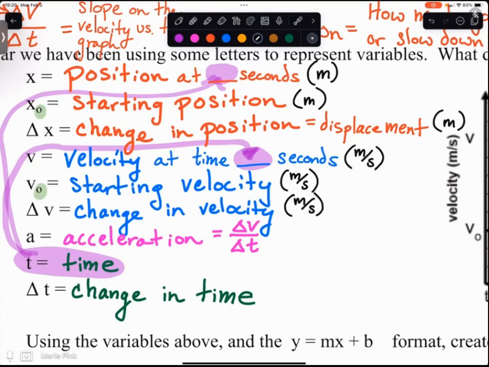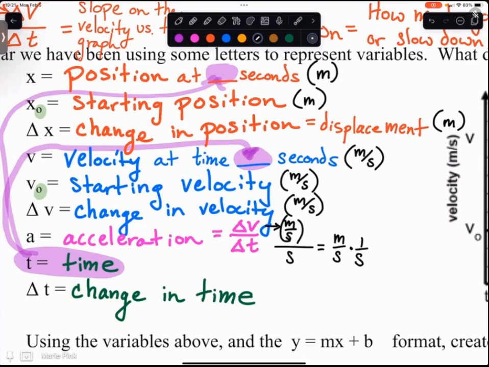So we already talked about that as the slope on a velocity versus time graph. But I also want to think about what those units are. So the units for my change in velocity, this is meters per second. And then I divide it by the units of time, which is just seconds. And so this is the same as if I do meters per second times 1/seconds.